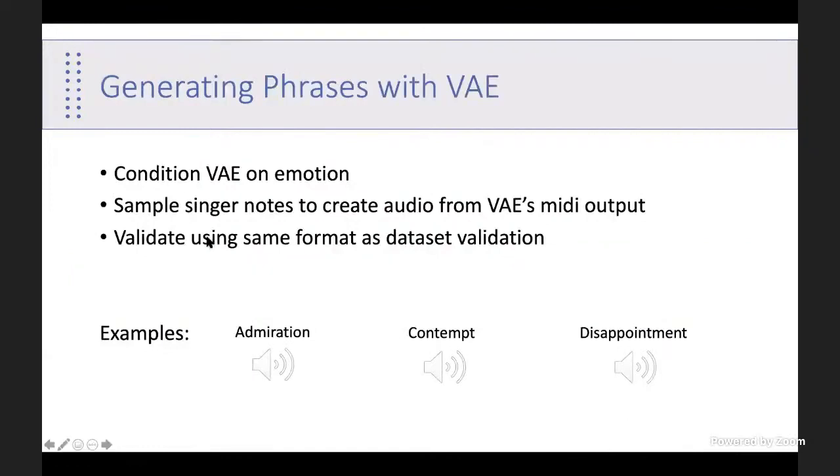We then used a VAE conditioned on emotion in order to generate some phrases and to create the audio. So the VAE, it's a convolutional VAE, and it outputs just pitch, so we convert that to MIDI. And then we sampled notes of the singer. We had her sing chromatic scales on different emotions, and we've just sampled those to create the actual audio output from the VAE. And then we validated this data set using the same setup as the data set validation.